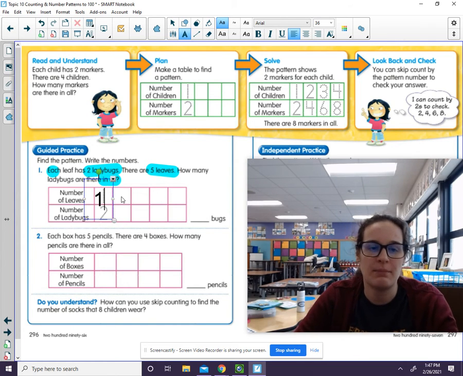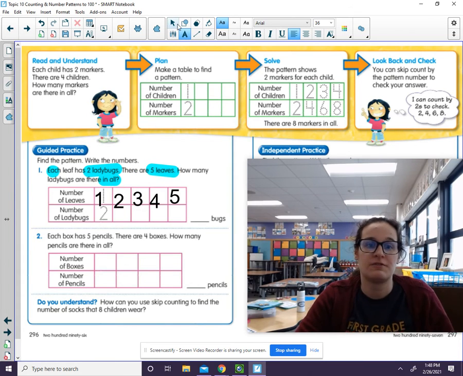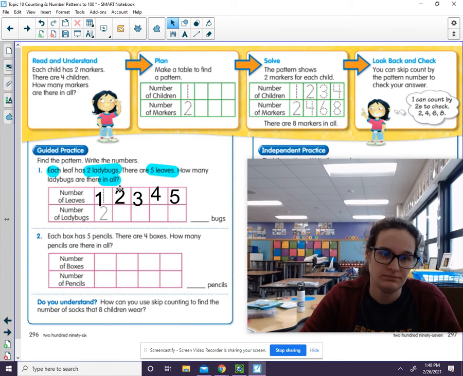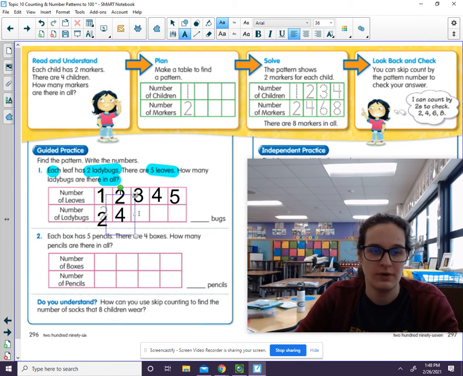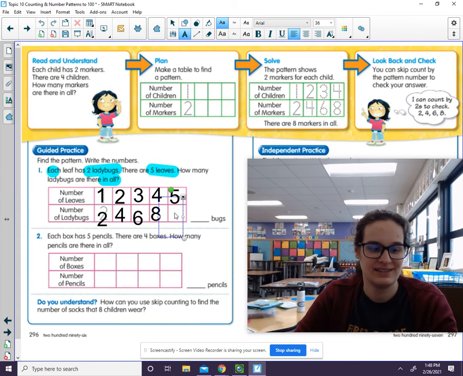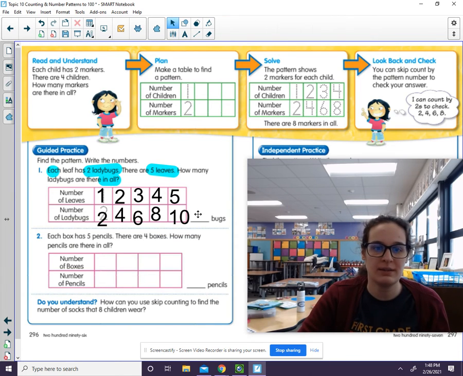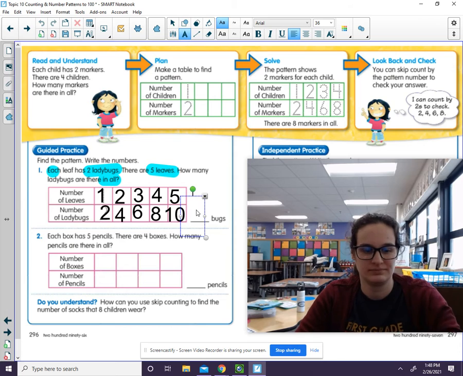So let's go ahead and we'll fill that part in. So there's 5 leaves. Then all we have to do down here is count by 2s because each of these leaves will have 2 on them. We'll count by 2. 2, 4, 6, 8, 10. So we found how many ladybugs there were total. How many? It was 10 ladybugs total on all of those leaves. 10.